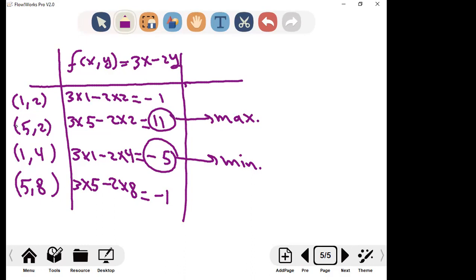So how do we say it as a full sentence? We say the function has a maximum value of 11 at 5 and 2, and has a minimum value of negative 5 at 1 and 4. This is how we understand the answer. Minimum and maximum, the extreme, right? We have two questions about it. Where does the minimum happen? At x equal how much? Y equal.